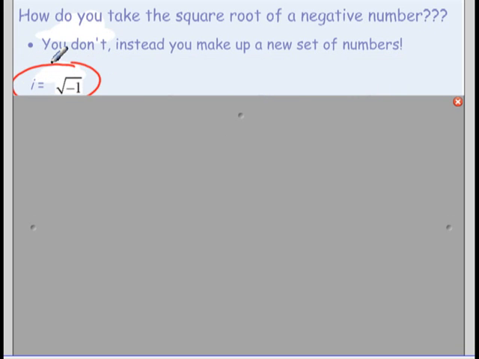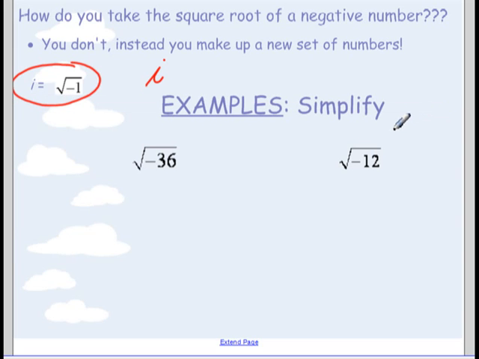They define the square root of a negative, the simplest one there is, square root of negative 1, to be this constant i. And I usually write i as a script i, just because if you write it messy, it can end up looking like something else. So I like to write it as a script. And i represents the square root of negative 1. And once we've defined that, it allows us to simplify expressions that have negatives in them and work with them.